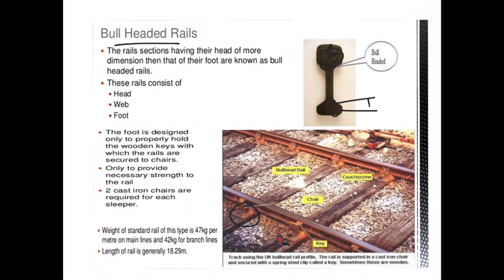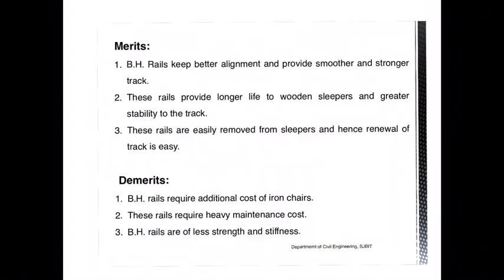Bull-headed rails are especially used for making the points and crossings. With these rails, we use the chairs and the keys to fix the rail section with the sleepers. Now, what are the merits and demerits of using the bull-headed rails? With bull-headed rails, you can have a better alignment, and it will also provide a smooth and stronger track.